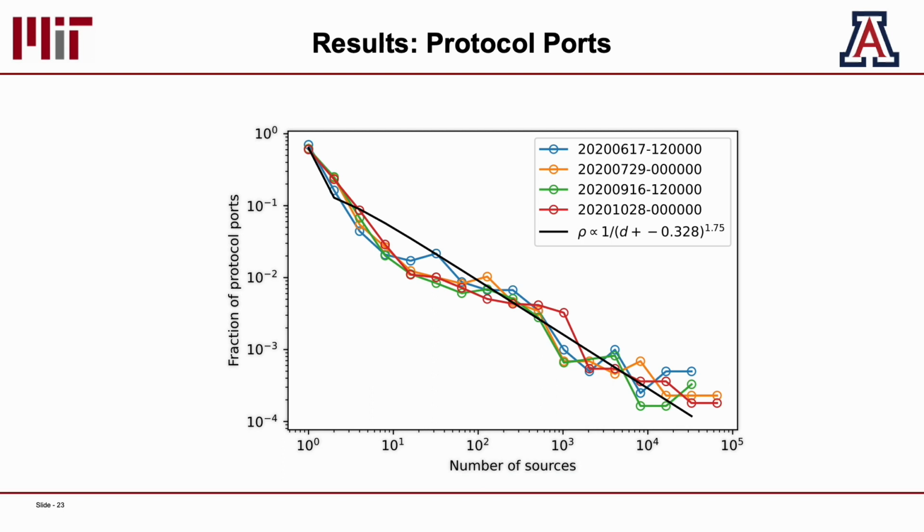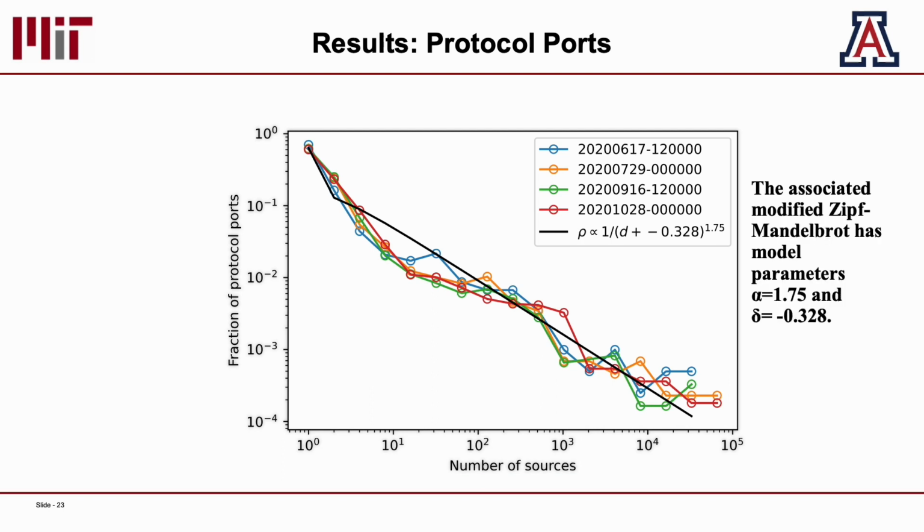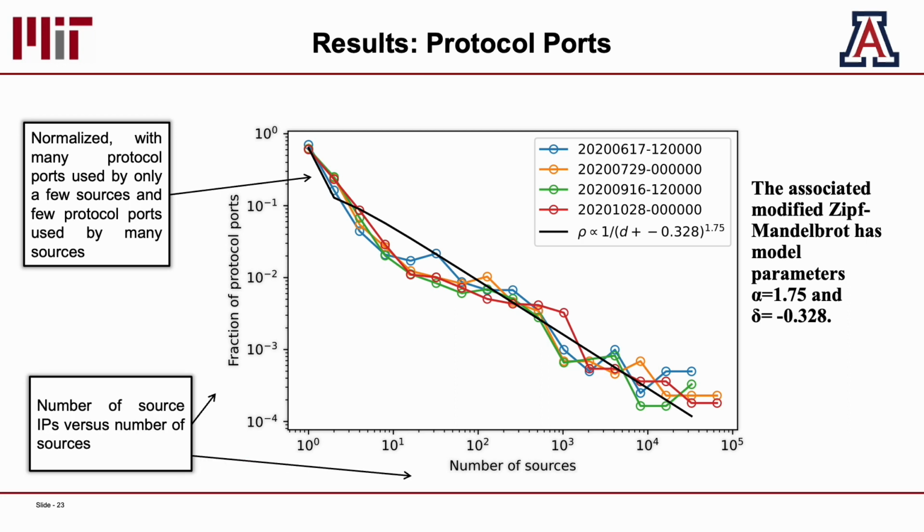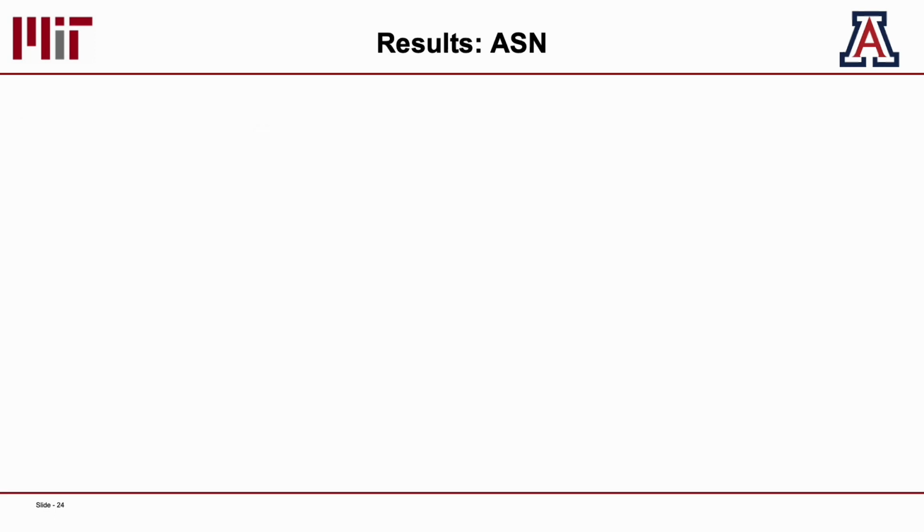The protocol ports was plotted with the number of source IPs over the fraction of number of sources. We find that the normalized distribution demonstrates that many protocol ports were used by a few sources and few protocol ports were used by many sources, while the associated zip-Mandelbrot model still follows closely.